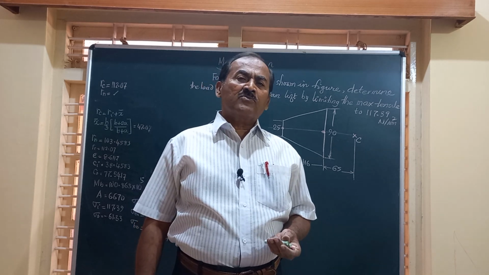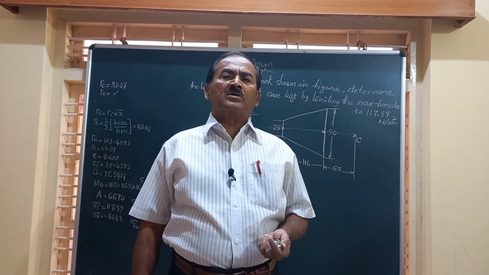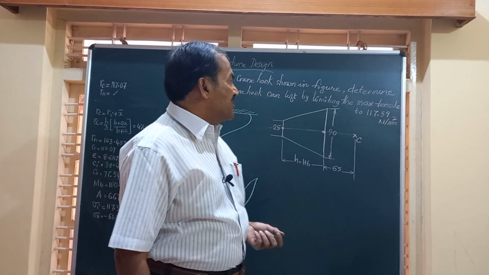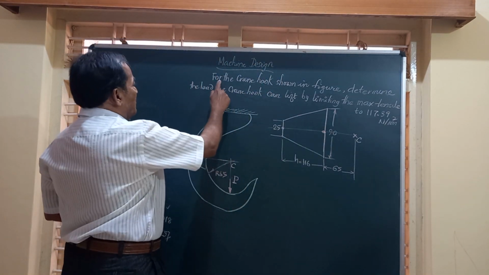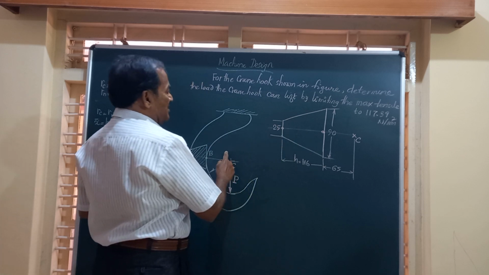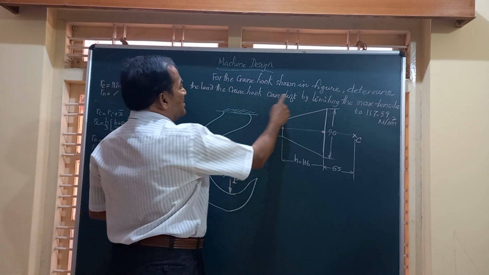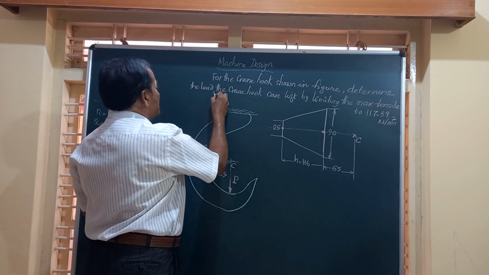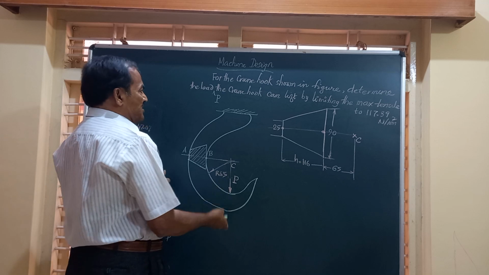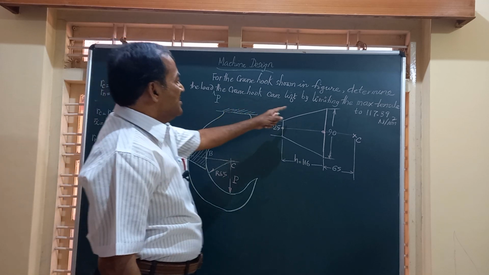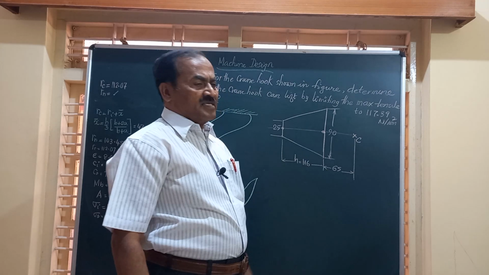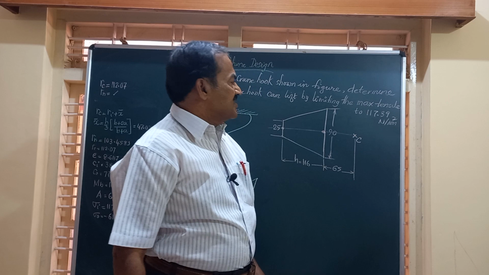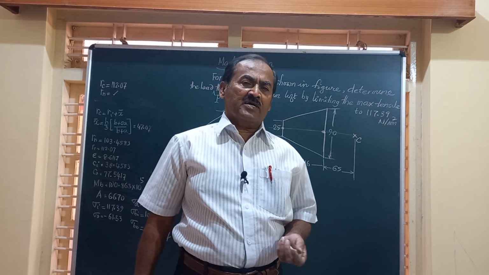In today's video, we are going to work out a problem on a curved beam, that is a crane hook having trapezoidal section. The question for today's video reads like this. For the crane hook shown in figure, determine the load the crane hook can take. The load is that load P. What is the load the crane hook can lift by limiting the maximum tensile stress to 117.39 Newton per mm square.